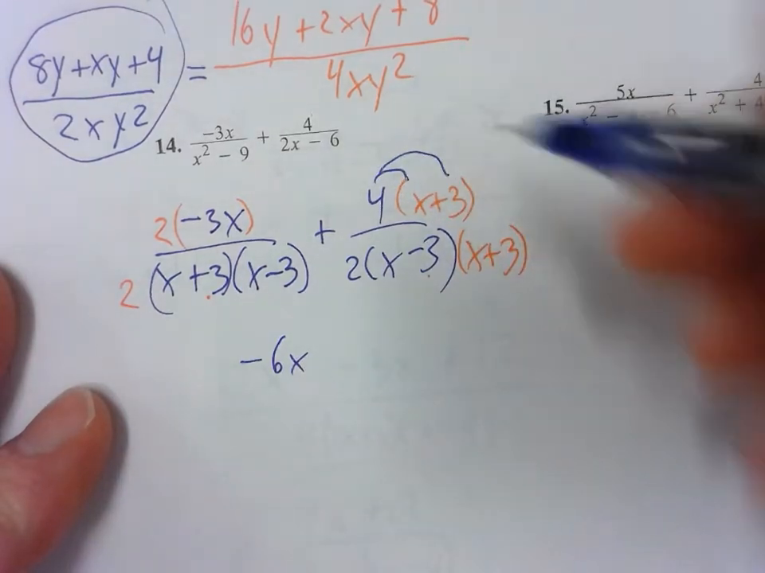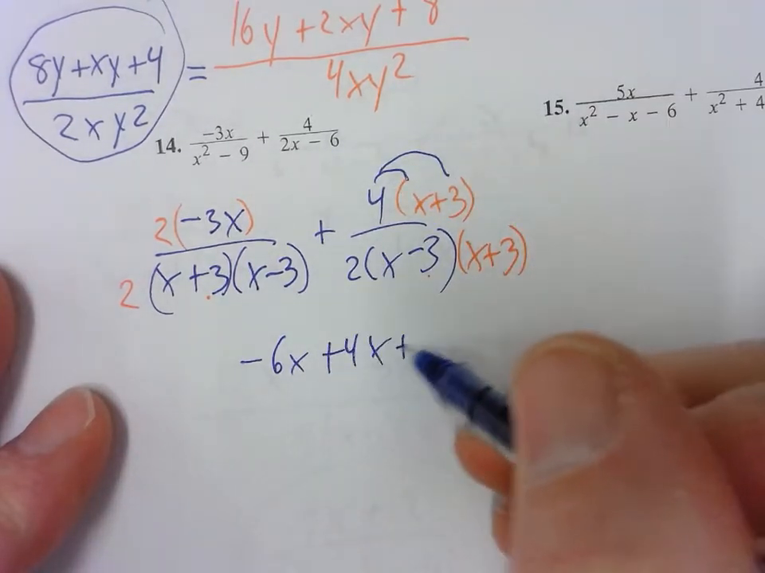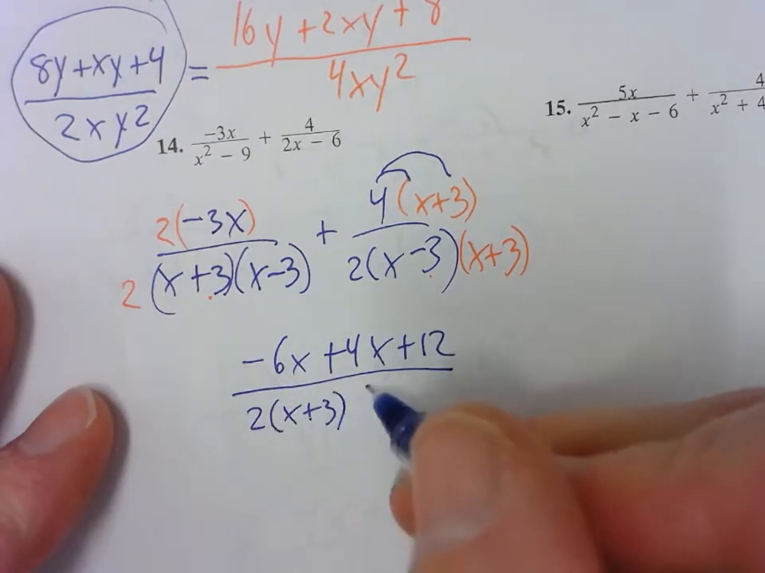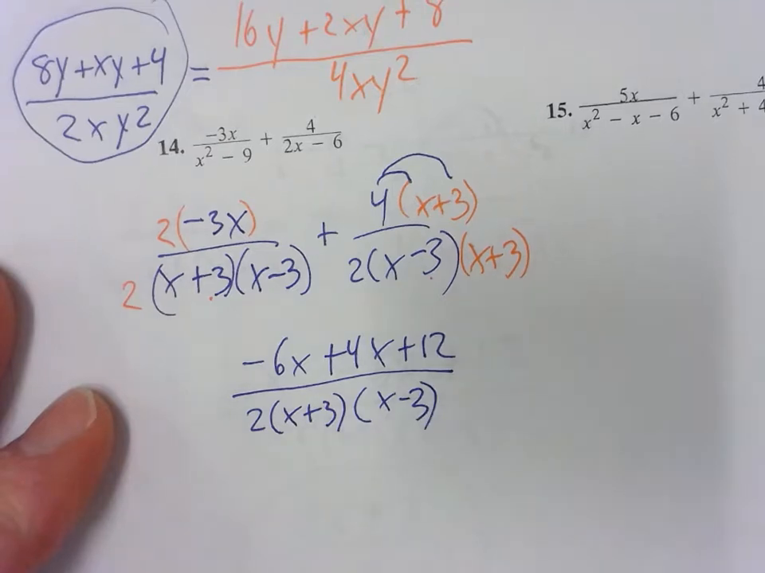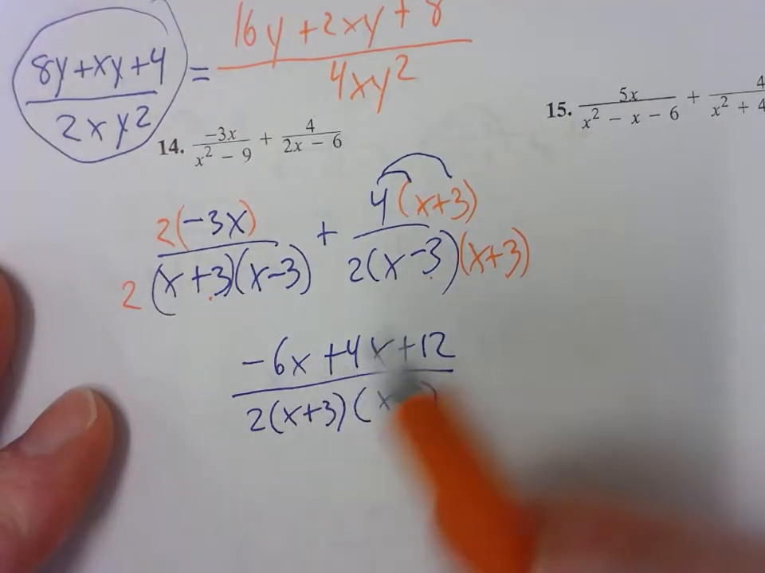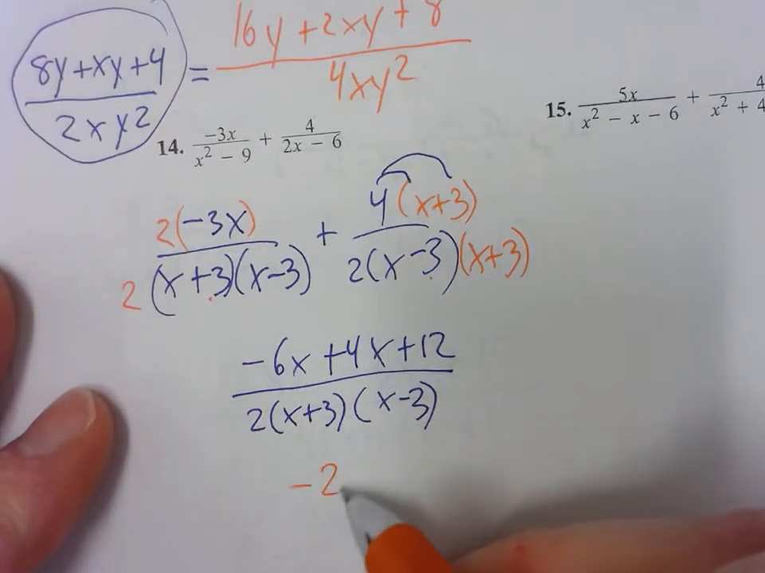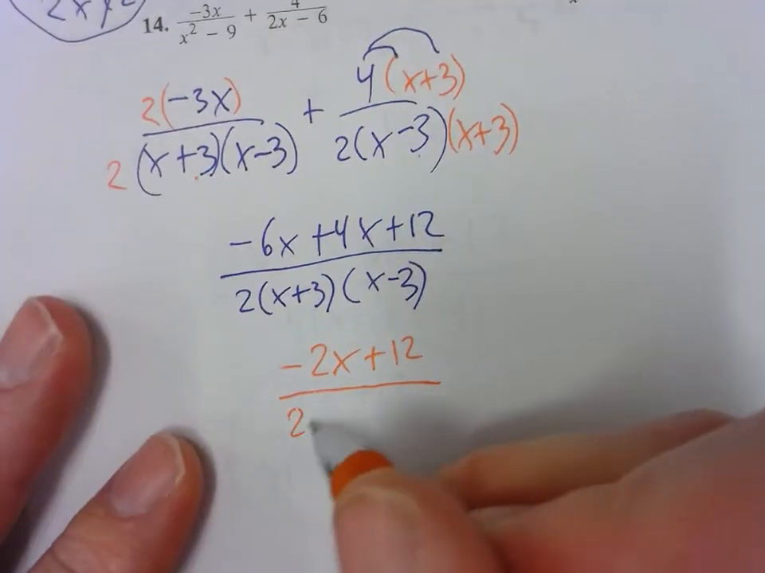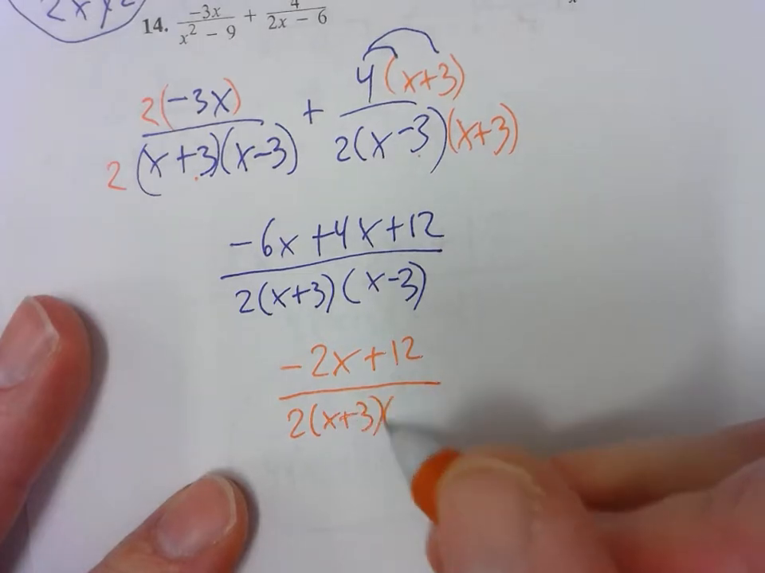Distribute the 4: 4x plus 12, over 2 times x plus 3, x minus 3. Put those together: negative 2x plus 12 over 2 times x plus 3, x minus 3.